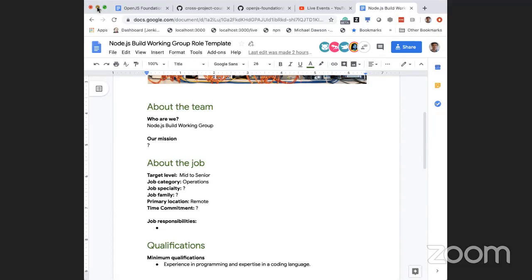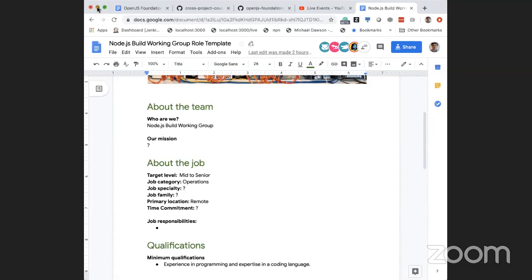So who are we? The Node.js Build Working Group, our mission. I think there is just a small bit about what the Build Working Group does, what they're responsible for. Maybe assume that the person who is seeing this knows nothing about what the Build Working Group does or what they're responsible for. So this would be the section where we could put that.